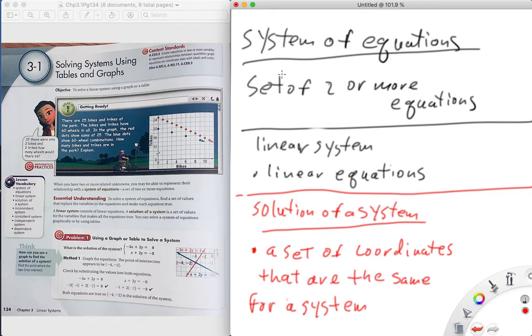A solution of a system, according to the book, is a set of values for the variables that make all the equations true. You can say the solution of a system is a set of coordinates that are the same for a system. Basically, what is the same x and y for each equation that is true for both.